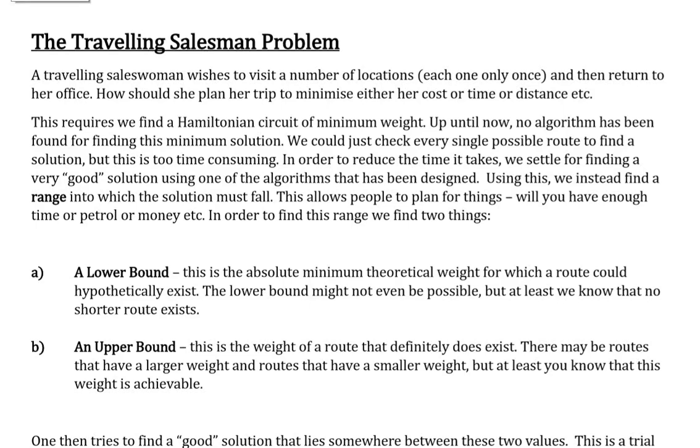Right, now we're on to the traveling salesman problem, which is basically the last thing we really need to learn before looking at some examples and exercises. We've spoken about this. It's about the saleswoman who wants to visit a number of locations, preferably each one only once, and then return to her office, which we know as a Hamiltonian circuit.